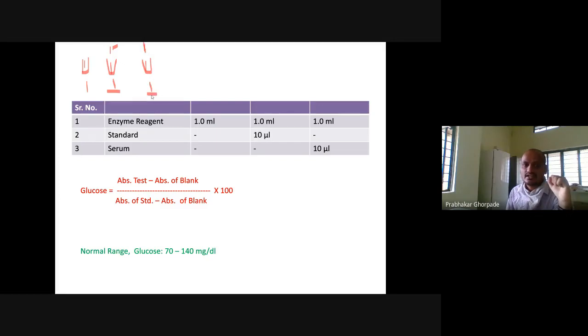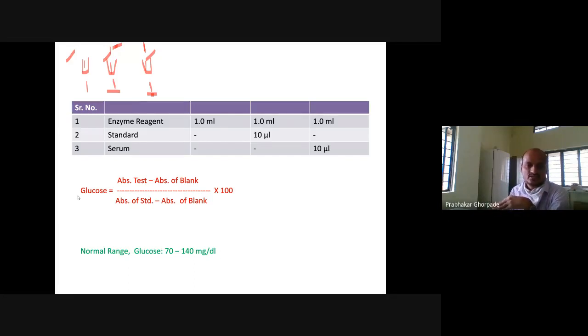So here again the red quinoneimine complex should be present, but the standard color should be of fixed intensity, and the serum color can change. It can be intense or lower based on how much glucose you have. To estimate how much glucose you have, you have to take the optical density of this thing, and this thing. So basically blank, standard, and test optical density you want. If you have those readings, you can estimate the glucose level.